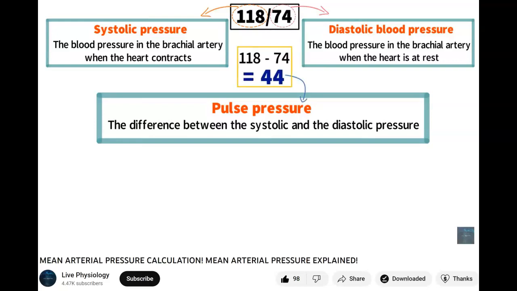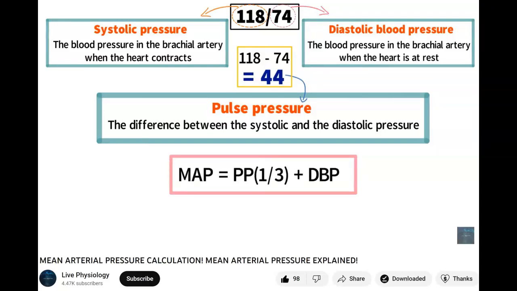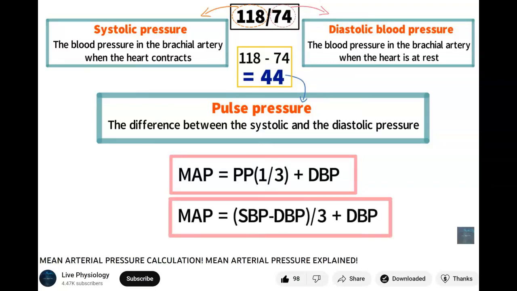The pulse pressure is significant because formulas for calculating mean arterial pressure often include pulse pressure. A common formula for mean arterial pressure is mean arterial pressure equals pulse pressure times 1/3 plus diastolic blood pressure. Another common formula leaves out the term pulse pressure, though the calculation is still in the equation. For example, mean arterial pressure equals systolic blood pressure minus diastolic blood pressure divided by 3 plus diastolic blood pressure. In this case, the term pulse pressure is not used in the formula.